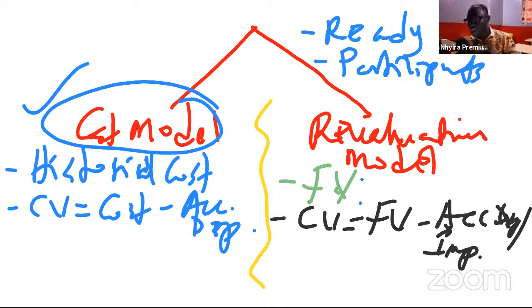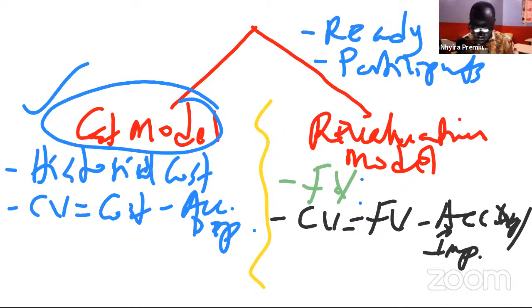However, if there is a ready market for that asset and there are market participants, people buying that asset, people selling that asset, then we can carry the asset using what? The revaluation model. I hope you got that. That's very, very important.